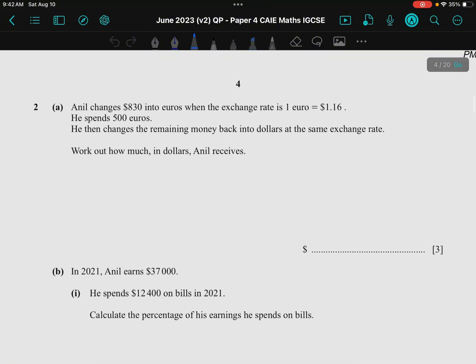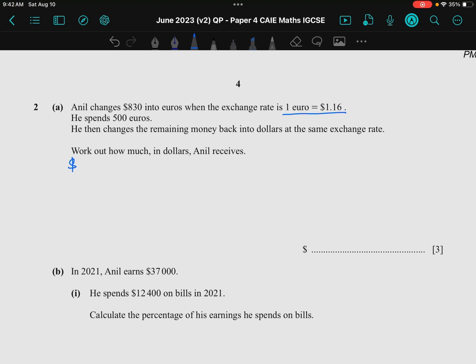Now question number 2. Anil changes $830 into euros when the exchange rate is 1 euro equals $1.16. He spends 500 euros. He then changes the remaining money back into dollars at the same exchange rate. Work out how much in dollars Anil receives.